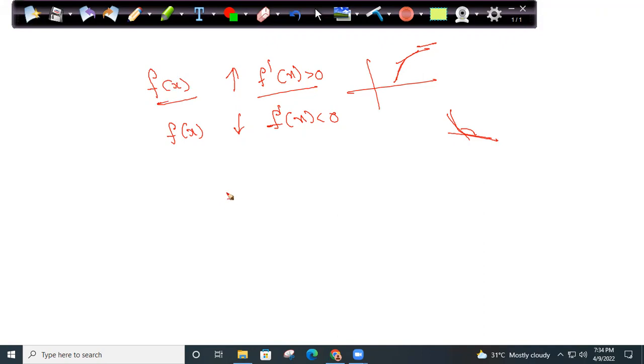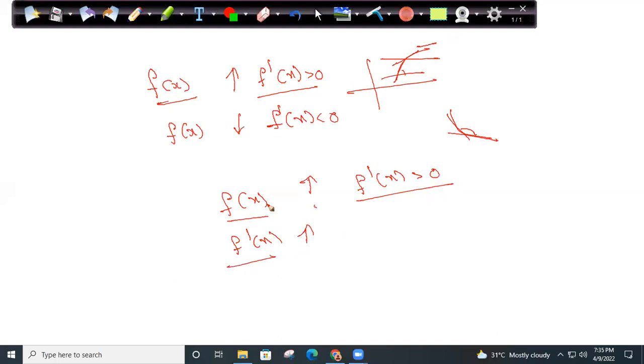F of x is increasing when slope is positive. Take at any point the slope of this function is positive, then I can say the function is increasing. Similarly, I can say f dash x is increasing when f double dash x is positive.